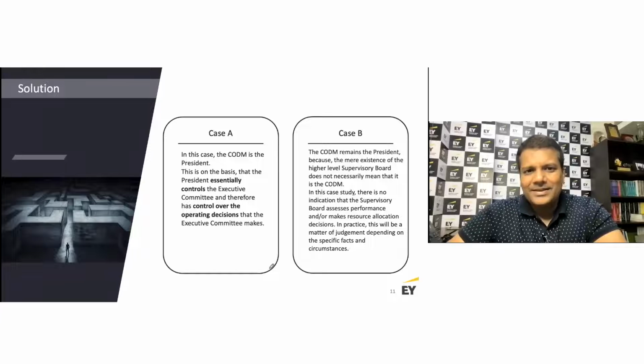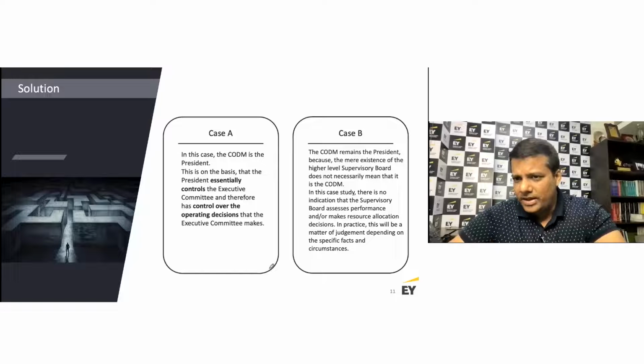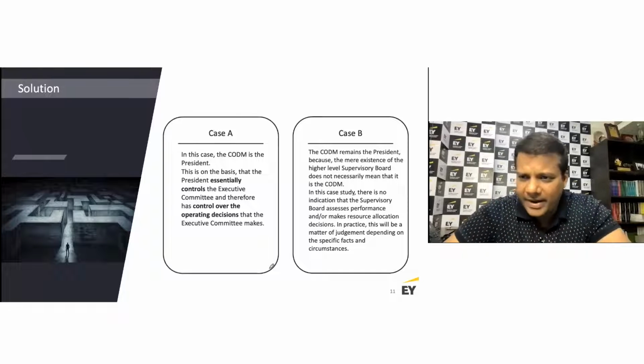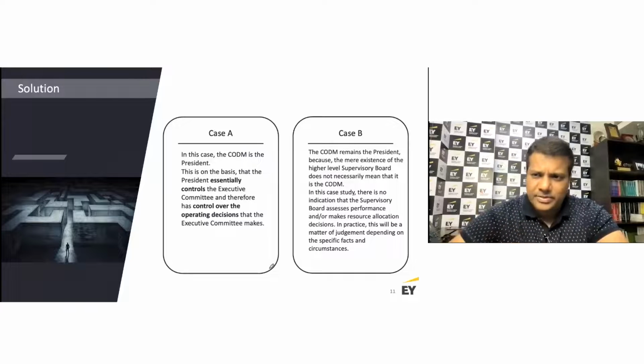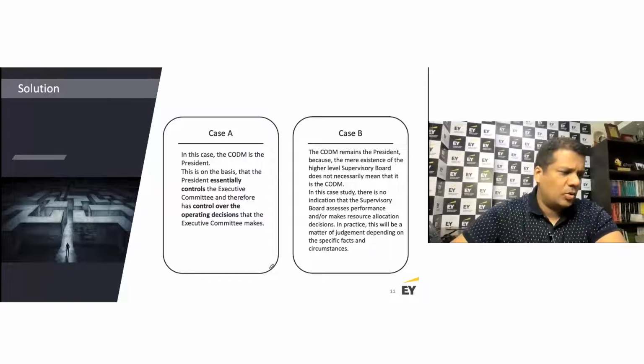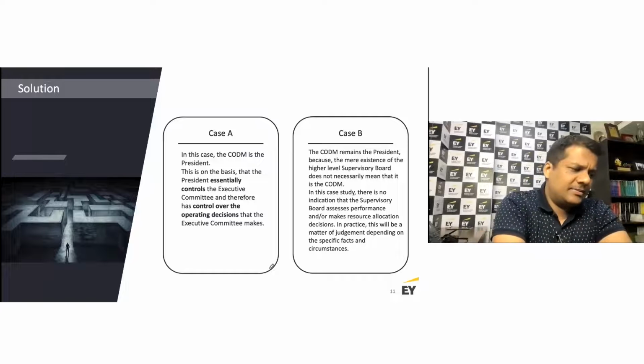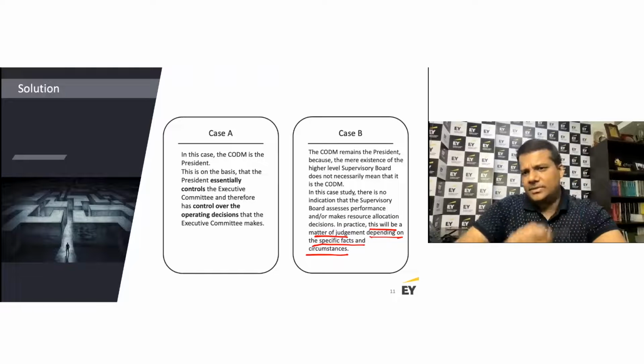In case B, the answer doesn't change. The CODM remains the president because the mere existence of the higher level supervisory board does not necessarily mean that it is the CODM. The supervisory board is there to provide guidance or recommendation, but the decision making stays with the president. That has not changed. In practice, this will sometimes be a matter of judgment depending upon the specific facts and circumstances.